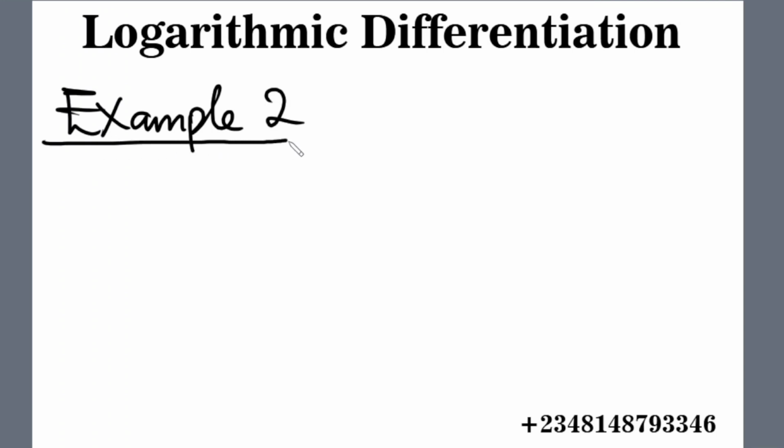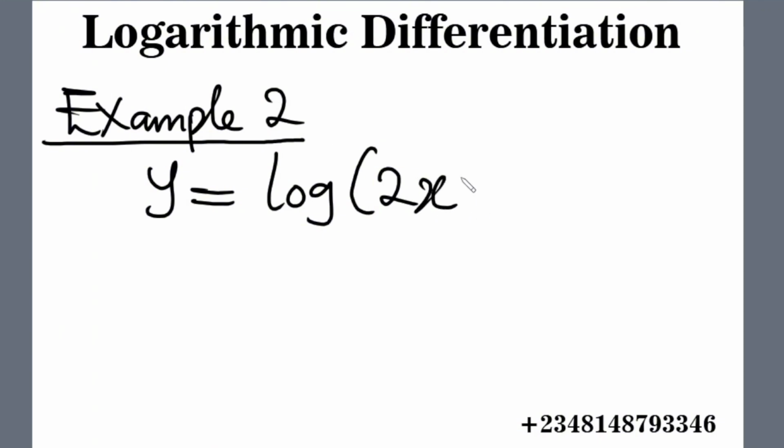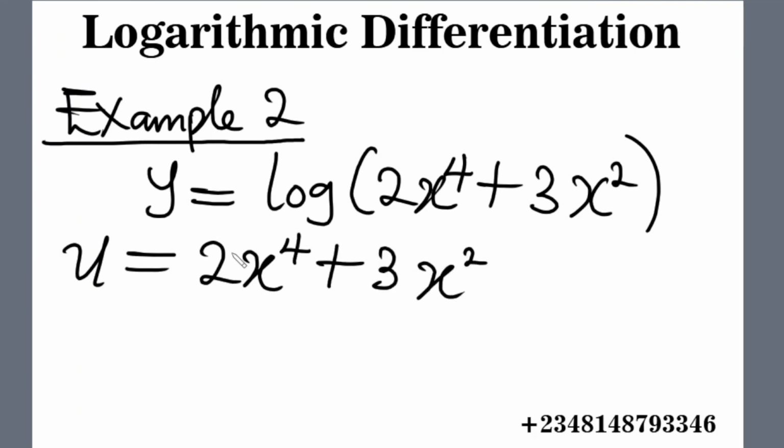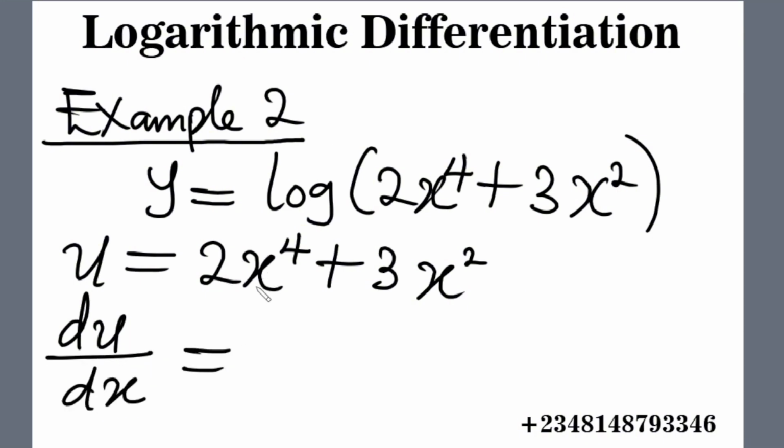Example 2. If y equals log of (2x raised to power 4 plus 3x raised to power 2), and we are asked to find dy all over dx. Now let's identify our u. u is the term in the bracket, so u equals 2x raised to power 4 plus 3x raised to power 2. Therefore, du all over dx equals, if you differentiate 2x raised to power 4 with respect to x, it would give you 8x raised to power 3.